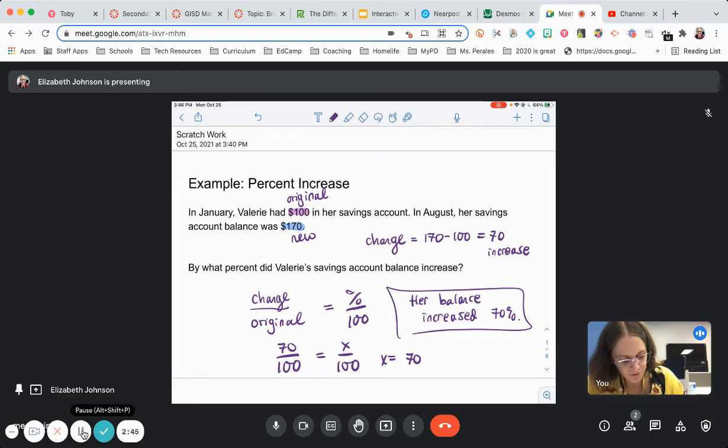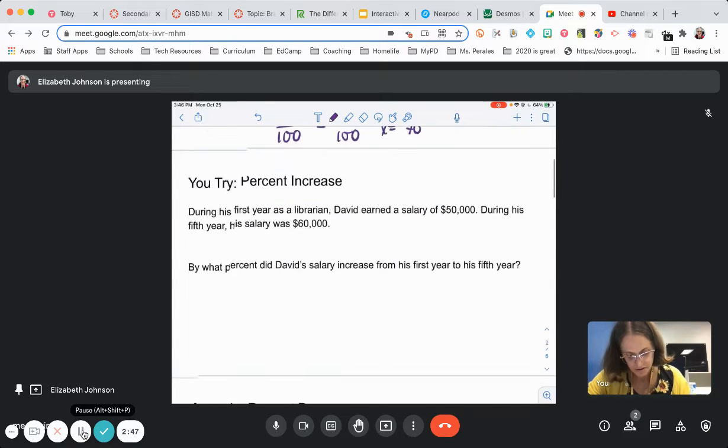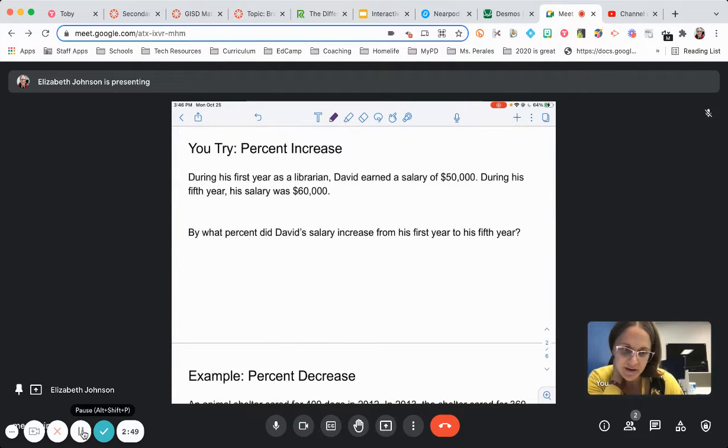Okay, now I've got one for you to try out. Here you go. Hit pause on the video. Hit play when you are ready to see the solution, but don't do it until you have solved it or at least given it a good try. We're just going to do the same thing again. Remember, we want to have the change over the original amount, and it's going to be equal to the percent. Let's use X to represent it, over 100. Okay, hit pause and go.